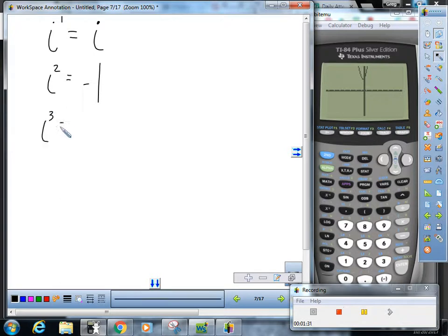i cubed, well, that's just i squared times i, right? So i cubed is -1 times i, so it's -i. And i to the fourth, well, that's i squared times i squared, correct? Which is -1 times -1. So i to the fourth is 1. Okay? Those are facts you're going to need to know.